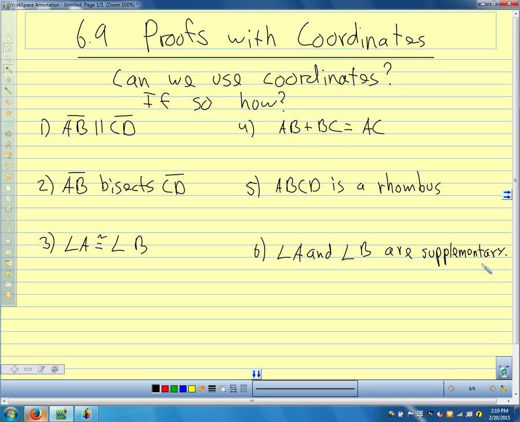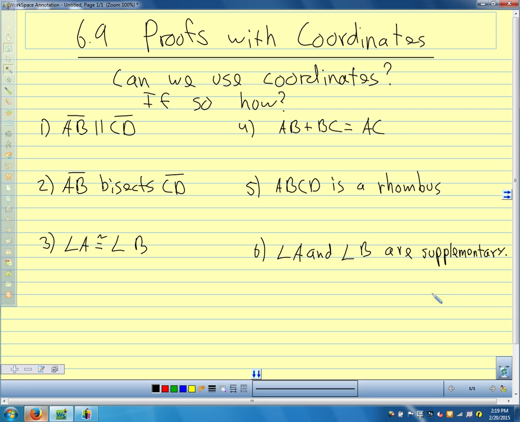All right, so there are six things that we're trying to figure out. Is segment AB parallel to segment CD? These are all separate. They're not the same thing. Does segment AB bisect segment CD? Is angle A congruent to angle B? Is the length of segment AB plus the length of segment BC equal to the length of segment AC? Is this shape a rhombus? Are these two angles supplementary?